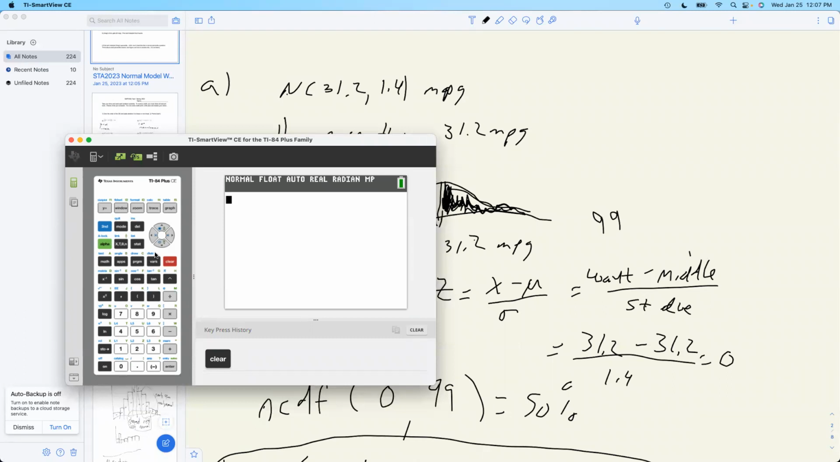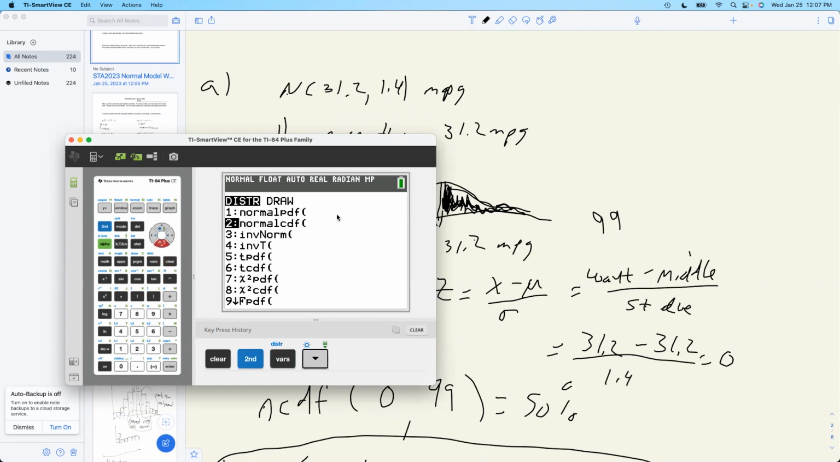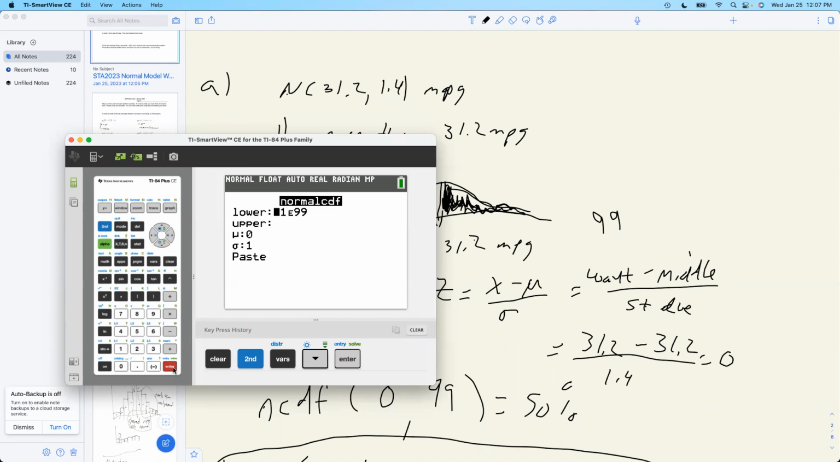Okay, so we want to go here into distributions. So second vars, down to number 2. We're never going to use number 1. I want to put in my lowest z-score that I shaded up to my biggest z-score. It's always smallest to largest.